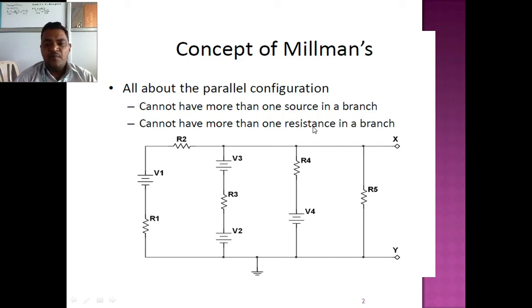Based upon Millman's theorem, in your circuit there should be only one voltage source. If there are n number of voltage sources and n number of current sources available, then you have to compress them: convert the voltage sources into a single voltage source, and the current sources into a single current source. Based upon that you minimize the circuit and find the values.